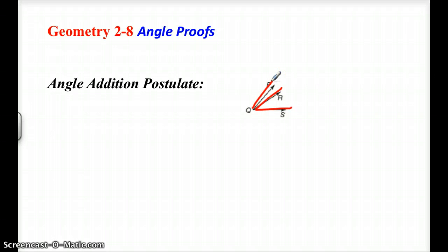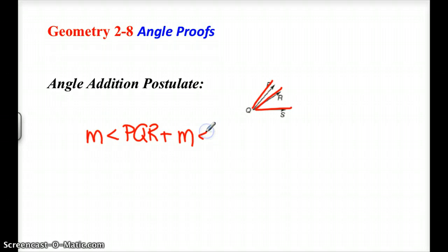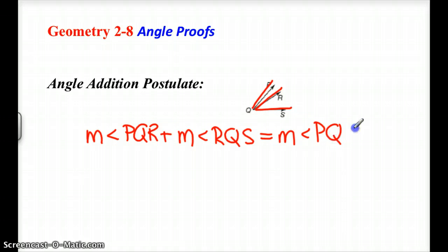So in my picture that I have here, I'm going to take the measure of angle PQR plus the measure of angle RQS, and it's going to equal the whole entire angle, the measure of angle PQS. And remember, when you're writing the angle addition postulate, you need the M's there to represent the measures of the angles.